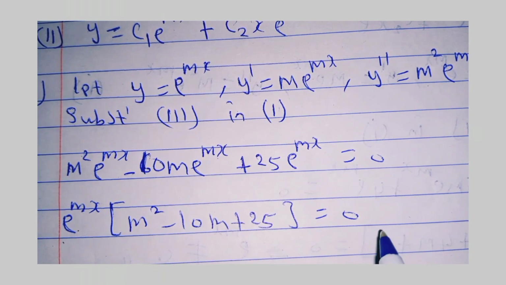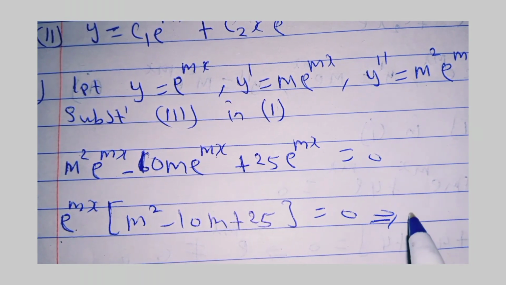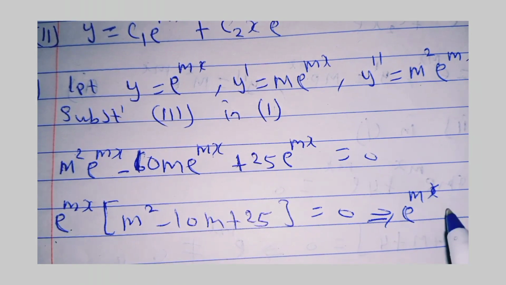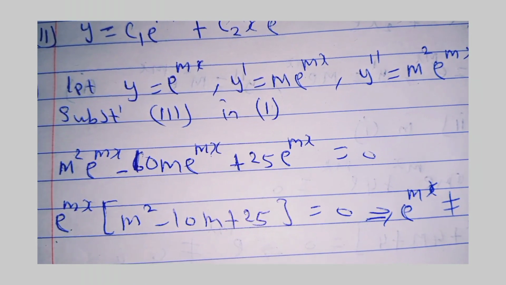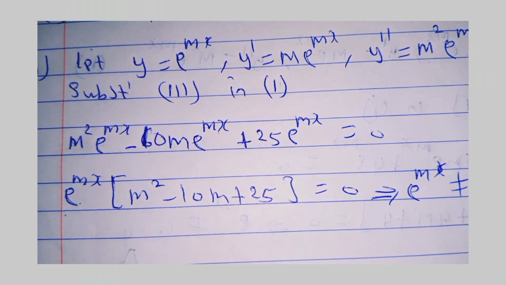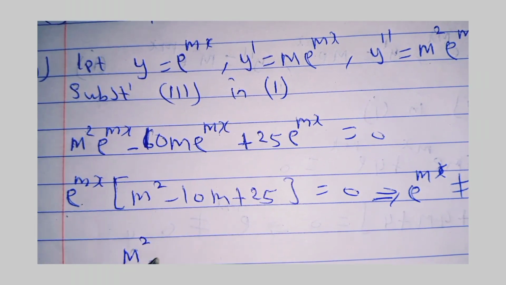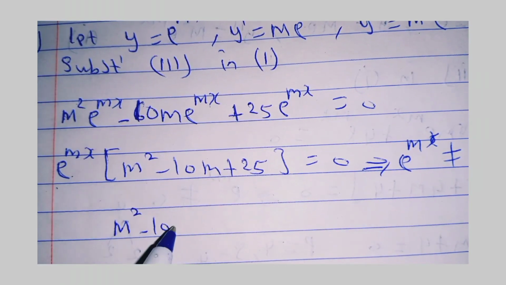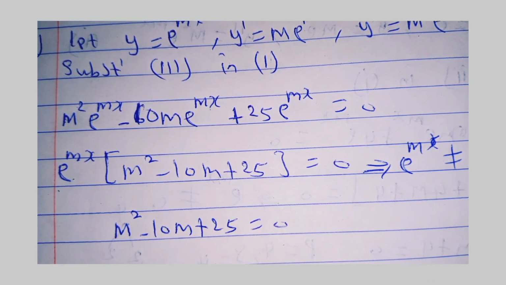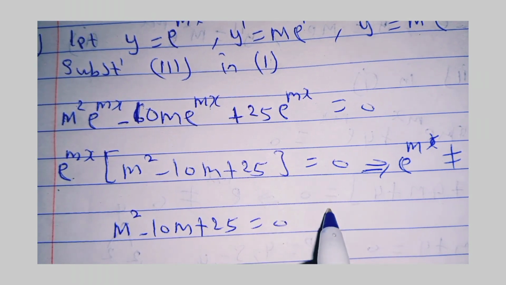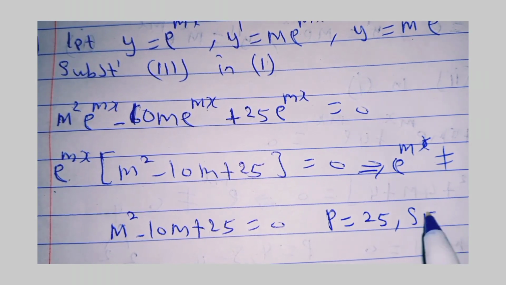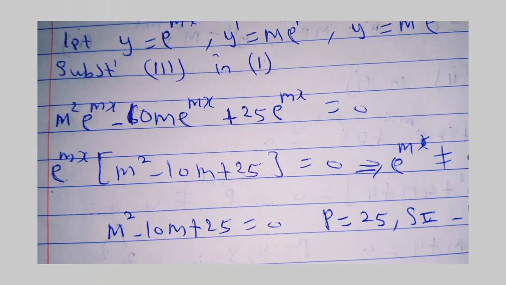Now, exponential power any number can never be equal to 0. So exponential power mx is not equal to 0. What does that mean? It means whatever is in the bracket is the one which is equal to 0. So m squared minus 10m plus 25 is equal to 0. So this is a quadratic equation whose product is 25 and the sum is equal to negative 10.